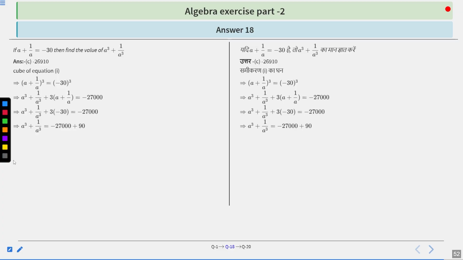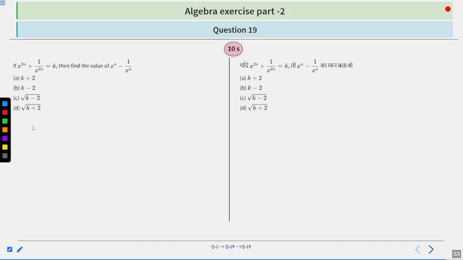Therefore a cube plus 1 upon a cube is going to be minus 27,000. 3 into 30 is 90, that is minus 90. It will go to the right hand side and will become positive. So minus 27,000 plus 90. Therefore a cube plus 1 upon a cube is going to be minus 27,000 plus 90, which is equal to minus 26,910. Therefore option number C is the correct answer.